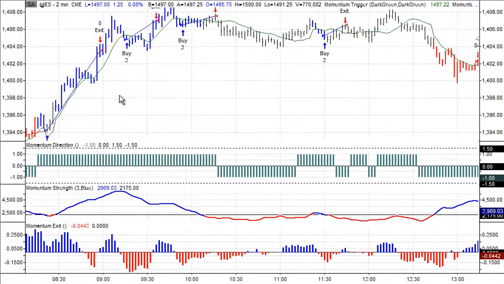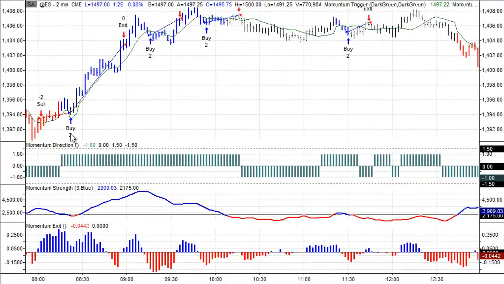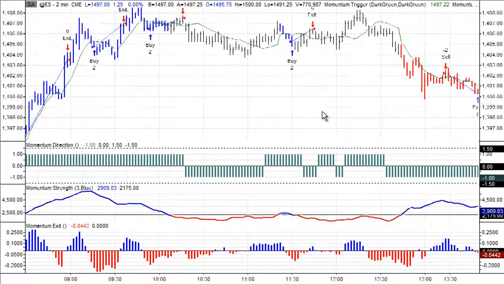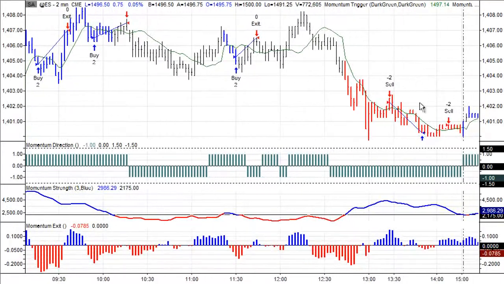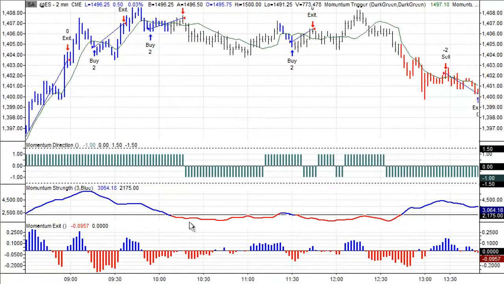Now, whenever we have blue bars indicating strong uptrend, the strategy will only give us signals on the long side. Only buys, buys, and buys, right? Whenever the strategy is showing me that we have a strong downtrend, because we have red bars, the strategy will only give us signals on the downside, sells and sells. Okay? Now, the third indicator, of course, at the bottom here, you could see something called momentum exit.